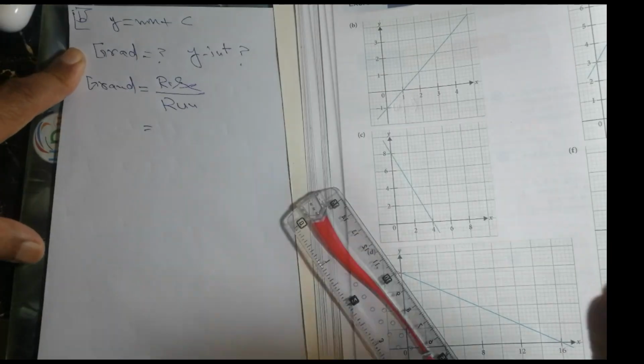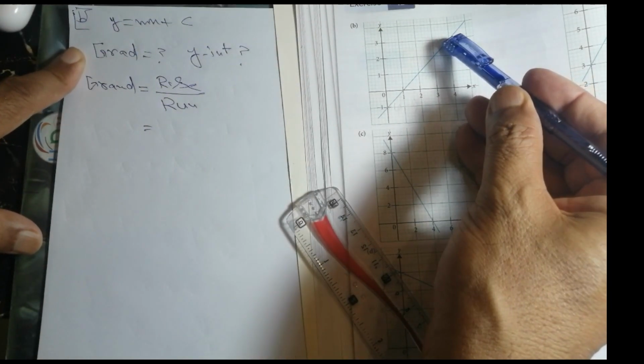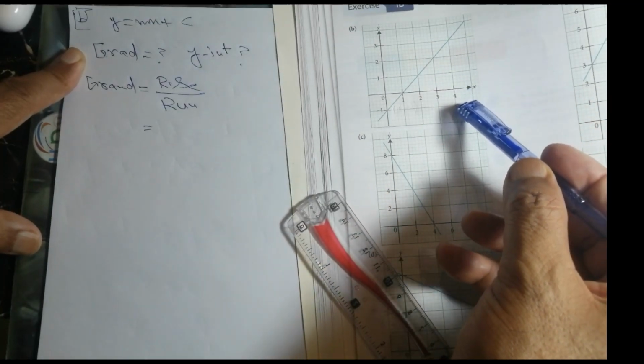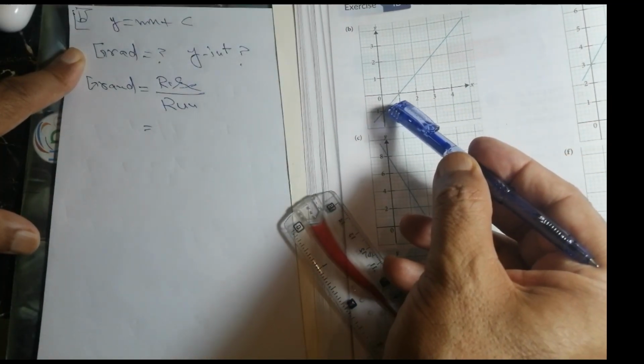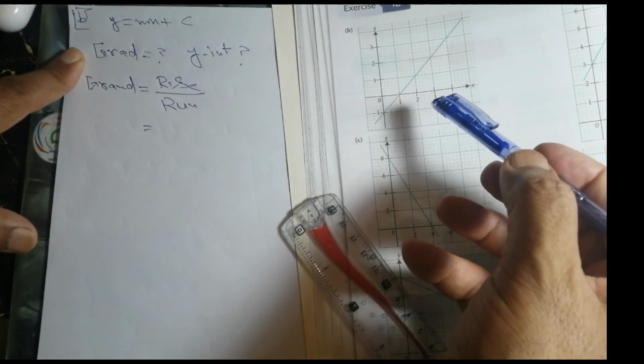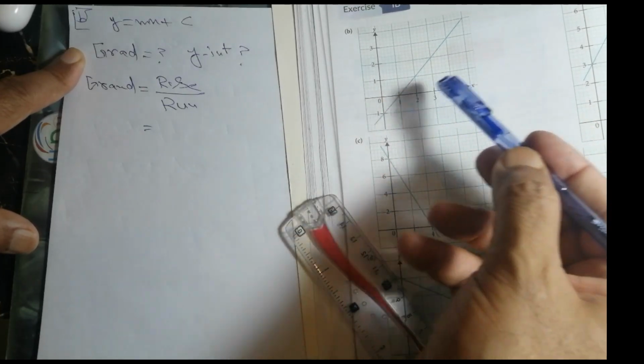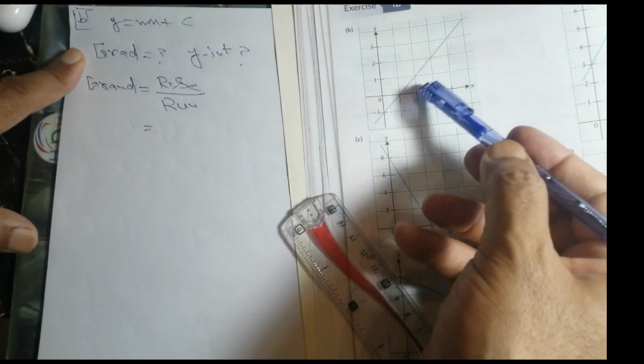So as I told, we can take any point. For example, if we take this point, from this point to like this, it will come from here like this, or from this point to here. So whatever points you like, you can take. For example, from here to here, 1 2 3, 1 2 3.